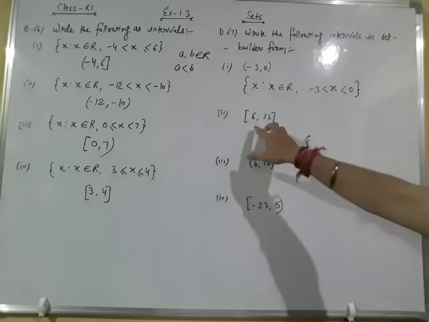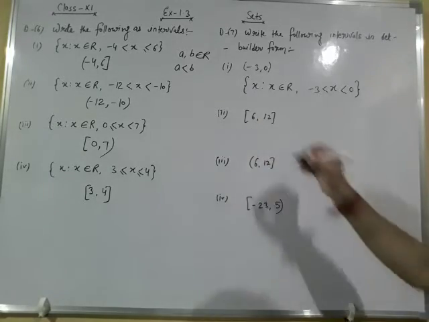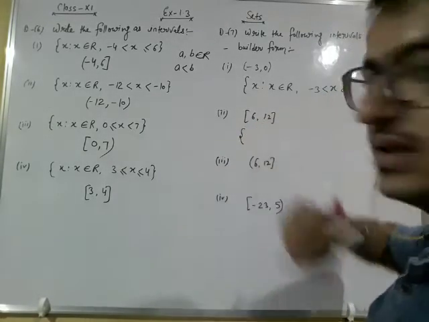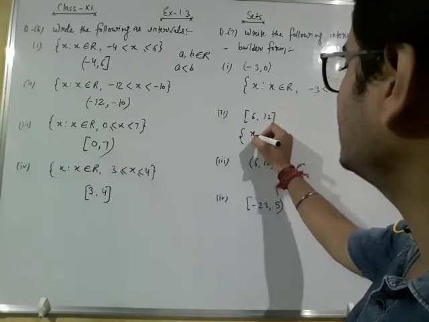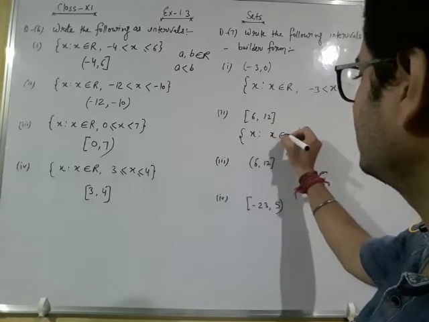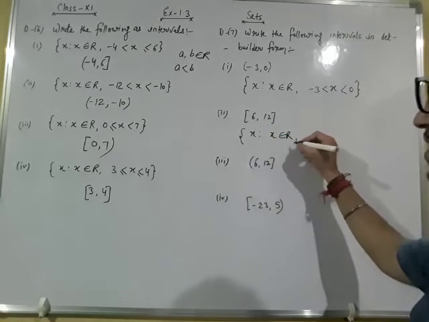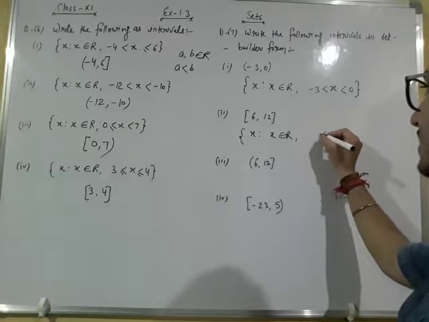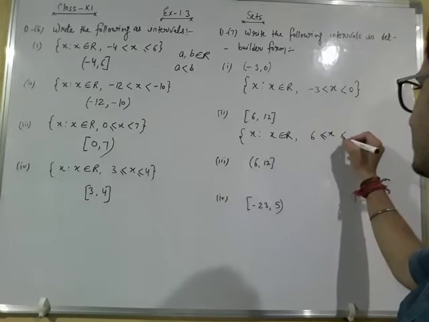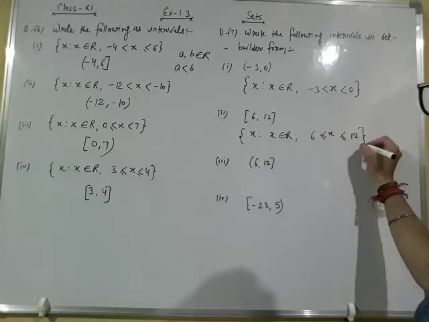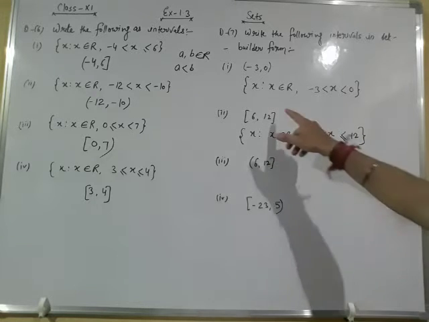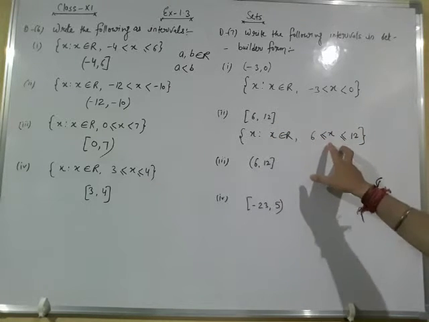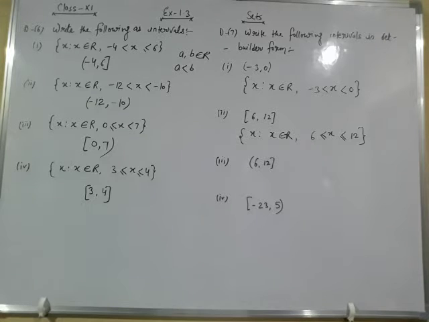In the next part, both ends are closed, so we can convert it into set builder form like this: {x : x is a real number, therefore x belongs to R, whereas x is greater than or equal to 6 and less than or equal to 12}, because the interval is closed, so we will write less than or equal to and greater than or equal to.